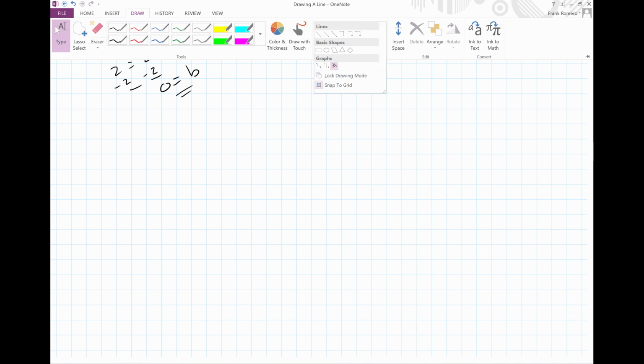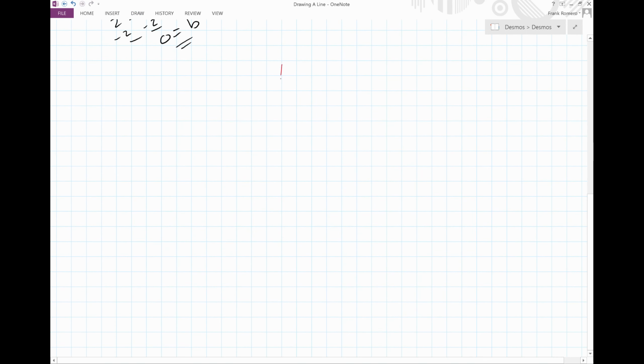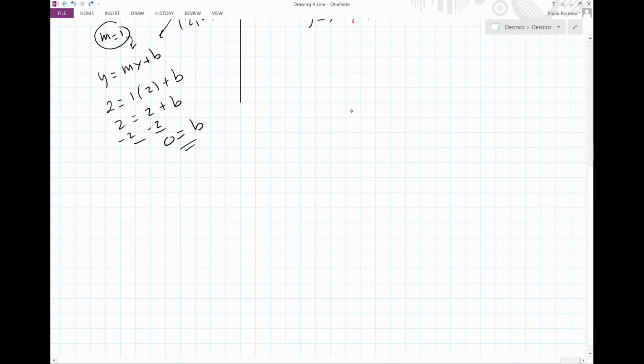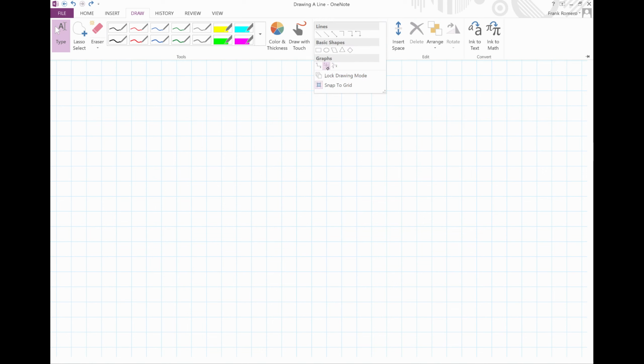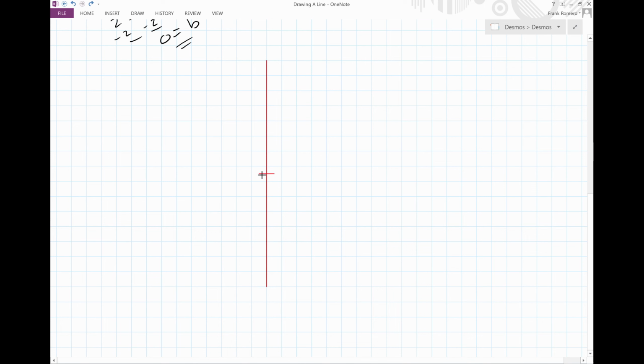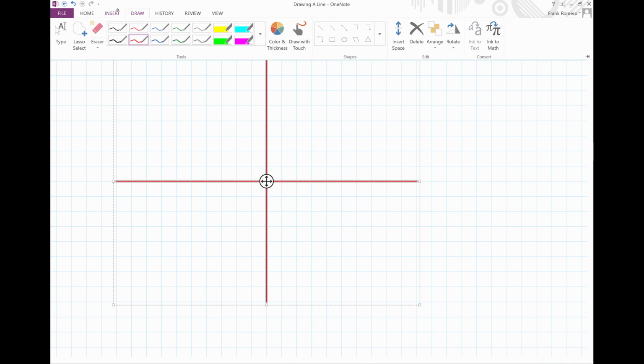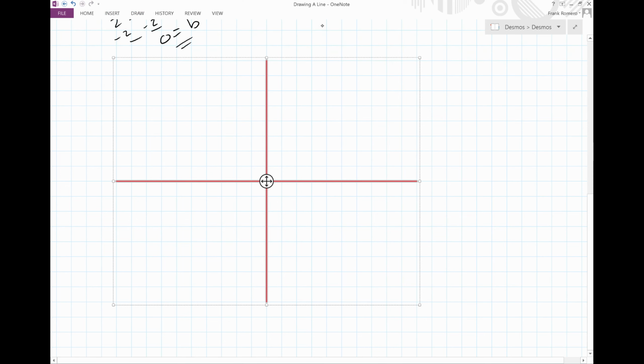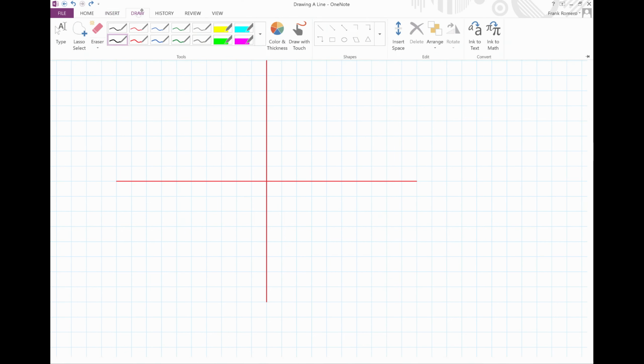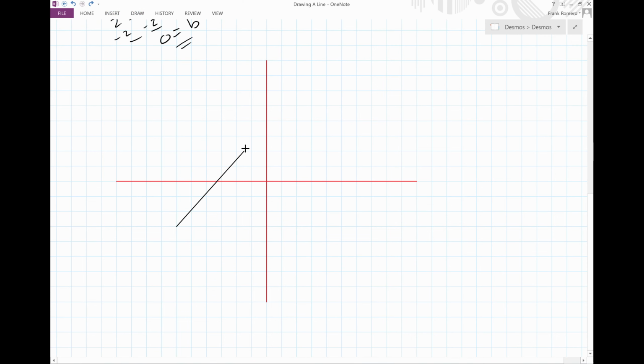So let's draw another. Oops. Let's do that again. Go over here. We'll draw it. This time we'll draw it in red, and we want a line. Let's say this time the line is, say it's down here somewhere, right? Let's choose a different color. Black. Okay, let's say the line's over here somewhere.